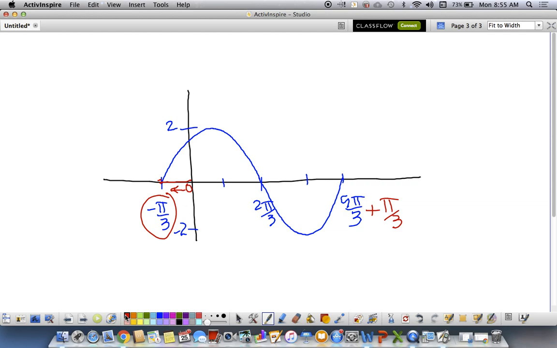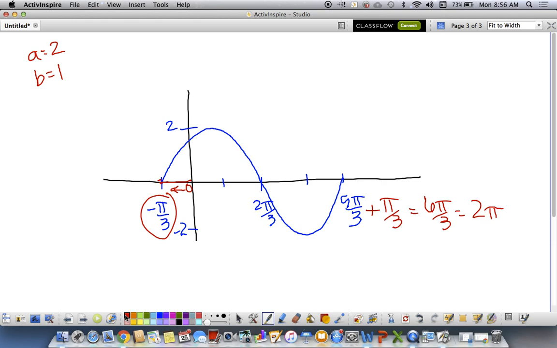So what is our period? 6 pi over 3, which is simply 2 pi. There's not a B. We're happy, right? Or really, we could say B equals 1. What's our amplitude? 2. What type of graph is it?